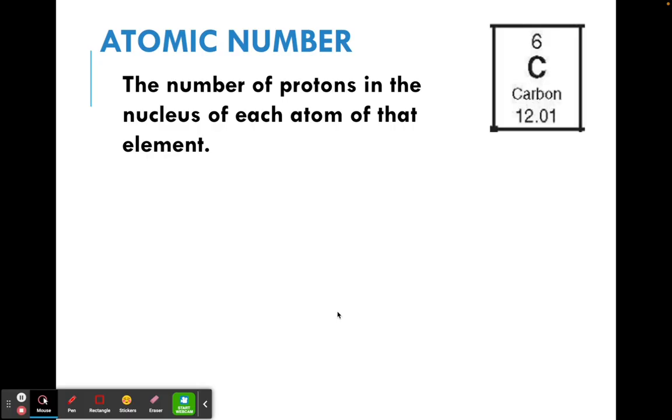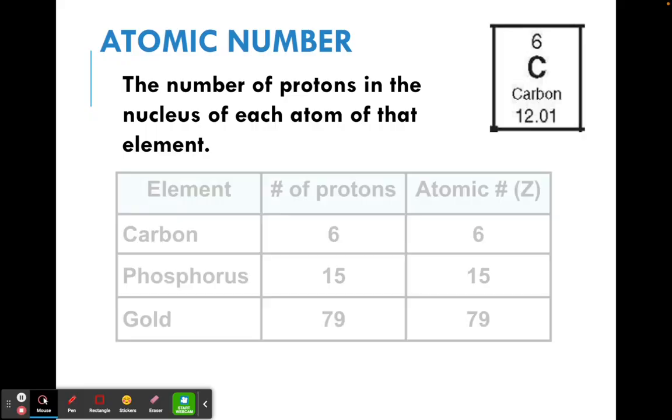Okay, so going back to the atomic number: the number of protons in the nucleus of each atom of that element is the atomic number. So the atomic number tells you the number of protons. It will also tell you the number of electrons if you have a neutral atom, because the positive protons must equal the negative electrons, so the charges are balanced.